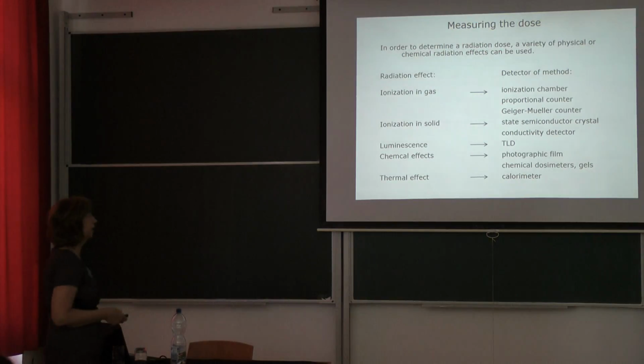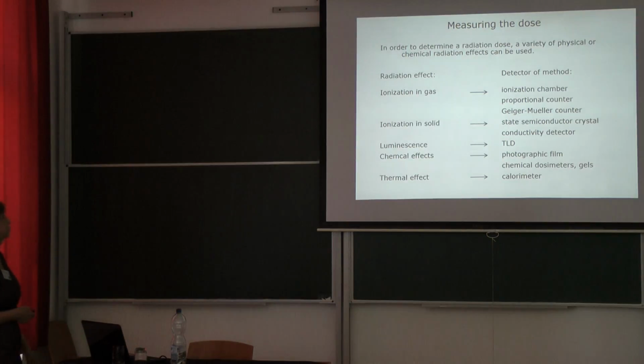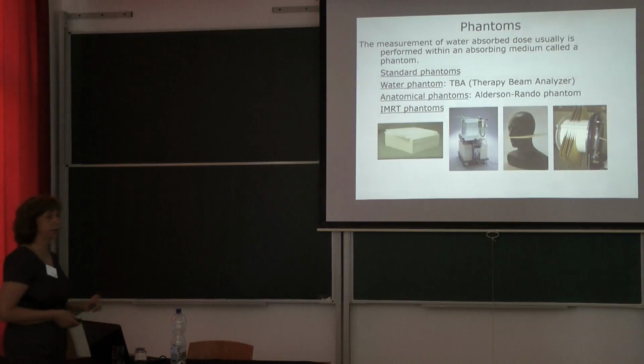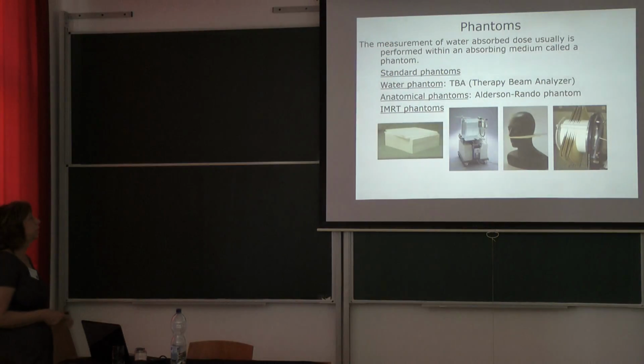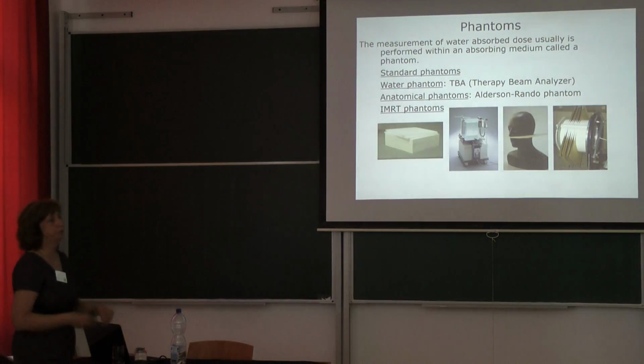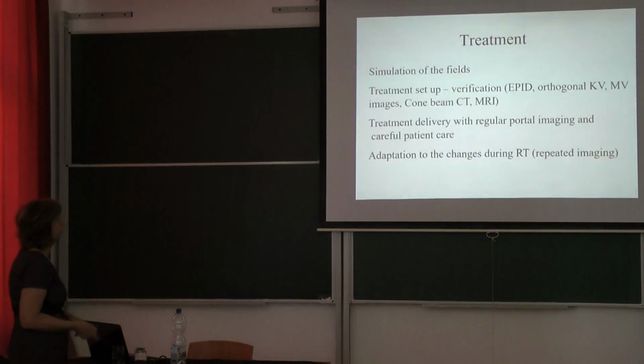And there are a lot of detectors, from ionizing chambers to different chemical methods, the photographic films, and you see all of the methods. And we can measure the dose in different phantoms, which are mostly water equivalent, with a part of the bones and the lungs, and the water phantom is mainly used, as well as the anthropomorphic phantom. And recently, for each individual plan, we have to verify this plan in different ionizing phantoms.